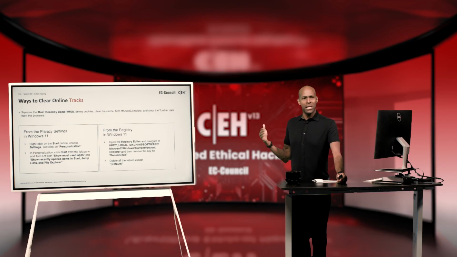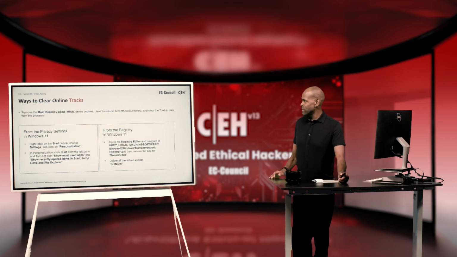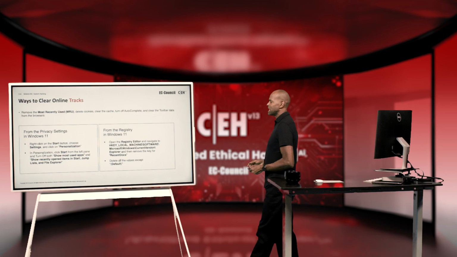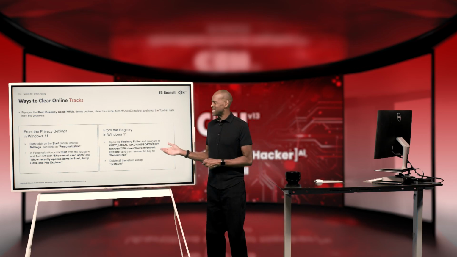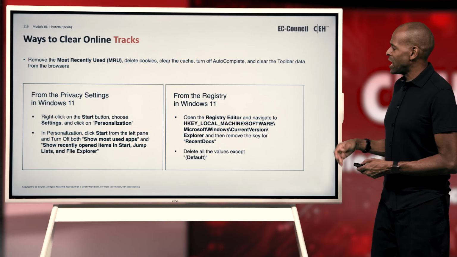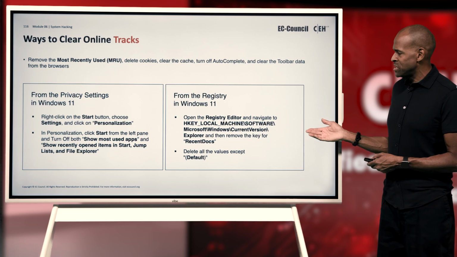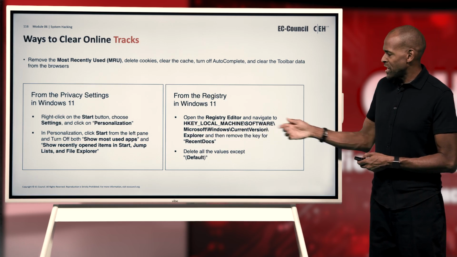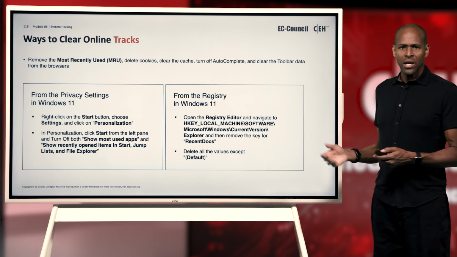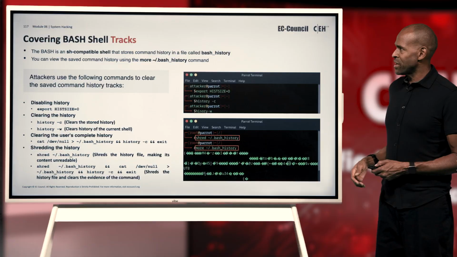And then a little bit later in this section in this module, we'll look at some of the other items that you need to clear for Windows. And you'll get a good idea for just how much is being tracked on Windows. So if you look at Windows 11, we have privacy settings in the personalization area. In the registry under HKEY_LOCAL_MACHINE, you go down to the Explorer recent docs. That's another area that you need to clear.